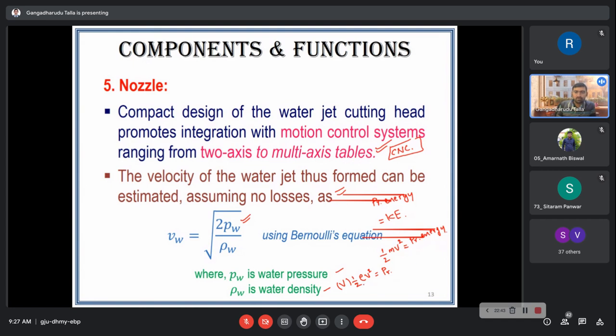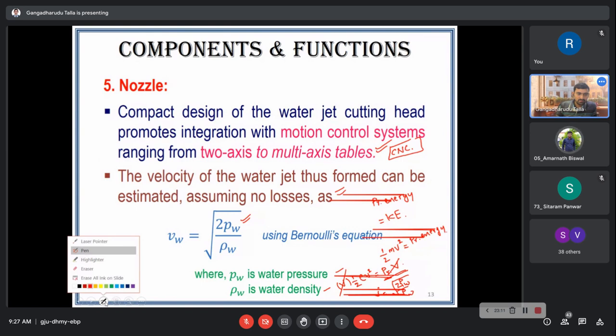Okay. Now here you have to take pressure into volume. Pressure energy is pressure into volume. So volume cancelled out. So V is equal to square root of 2 P_w by rho_w. Some extra lines are coming. You have to bear with that. Is it clear? Any doubt here in this slide? No doubt, sir. Clear, sir.